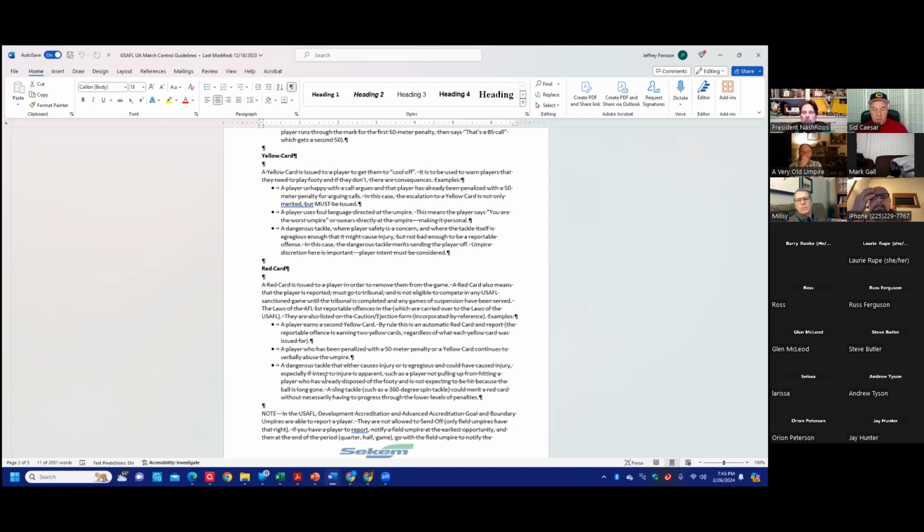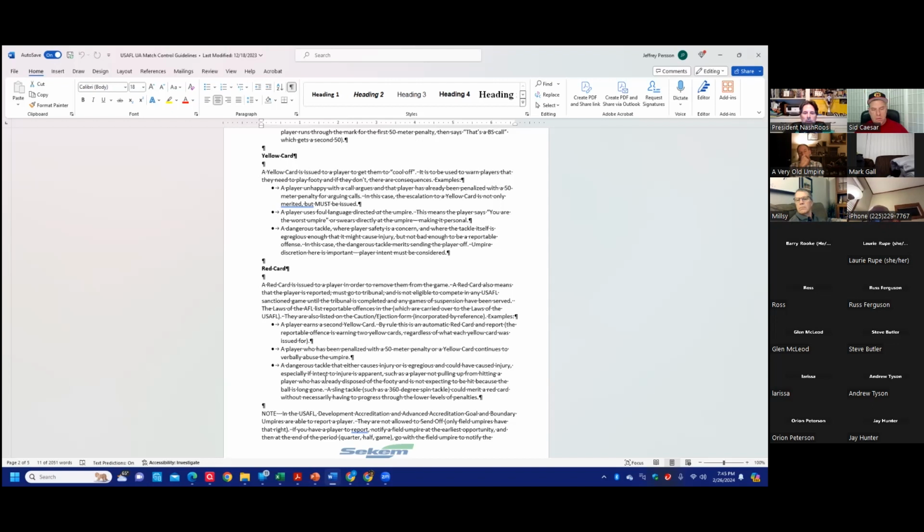A dangerous tackle that causes injury or is egregious and could have caused injury. So we're talking about the sling tackles here, the tackles that drive a player into the ground where their arms are pinned, where their head is not protected. All of those are dangerous and very likely to be red cards. If there was intent to injure, somebody took a run at a player, the ball was long gone, took 5 or 6 steps, they charged in, had no willingness to pull up at all. It looks like they're trying to cause an injury. Got to get that player off the field, likely a red card.